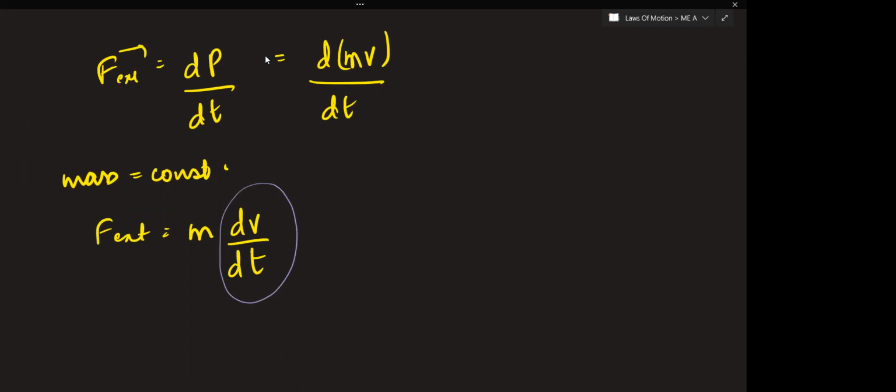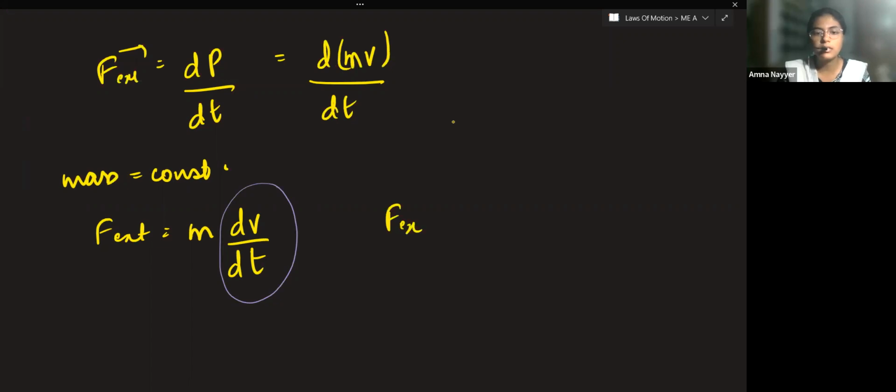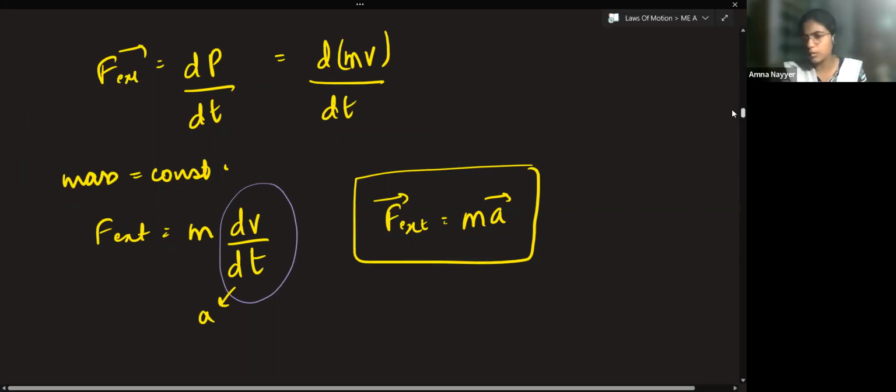Acceleration. That is acceleration, rate of change of velocity. So from here you get your final formula, F is equal to ma. This formula you have already studied in your lower classes. Derivation you didn't have in your syllabus.